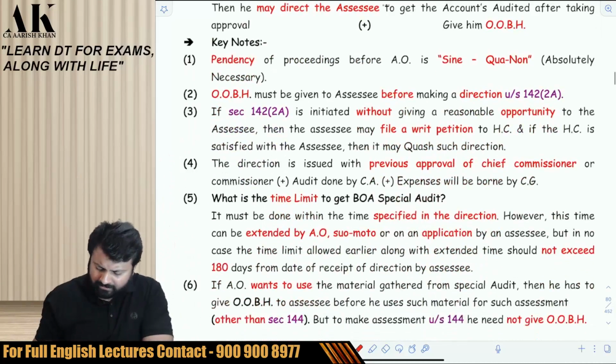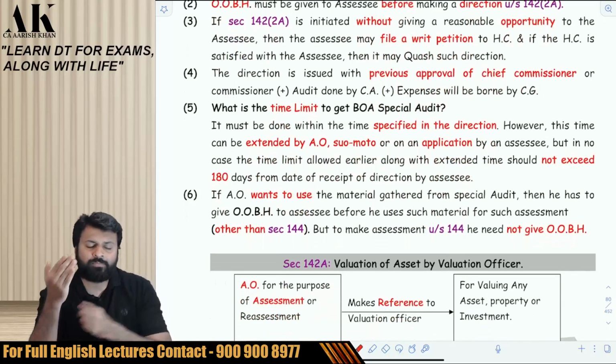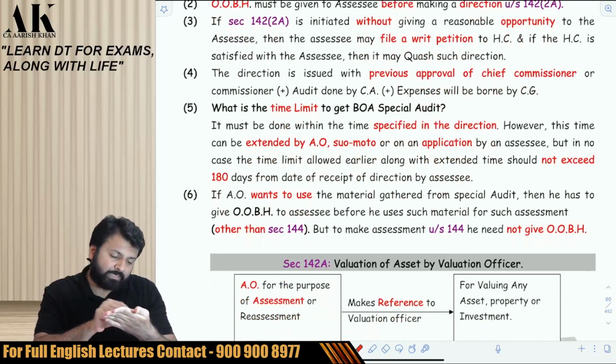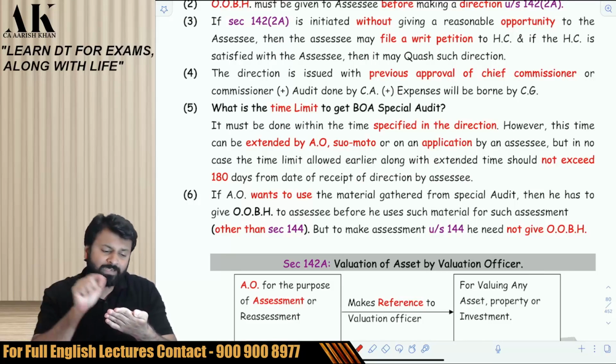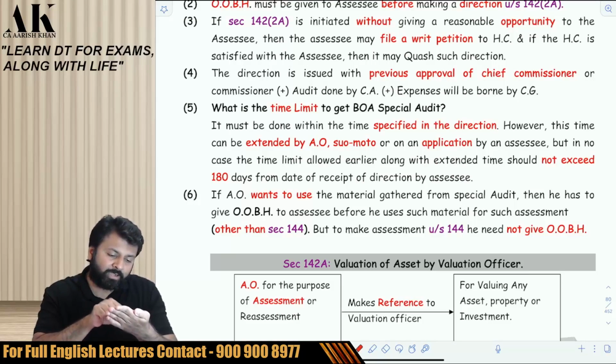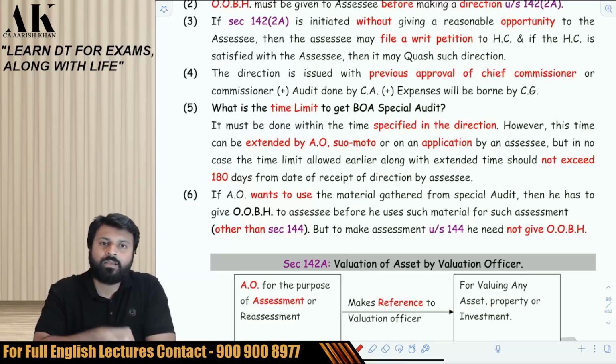Now, everything is done. The report is ready. After the report is ready, it is there in front of the assessing officer, and there are a lot of disallowances which could happen. So now, before making those disallowances, the department says that you have to give the assessee once more an opportunity of being heard, that I am going to use this audit report to disallow your expenses. So the AO has to give the assessee an opportunity of being heard.